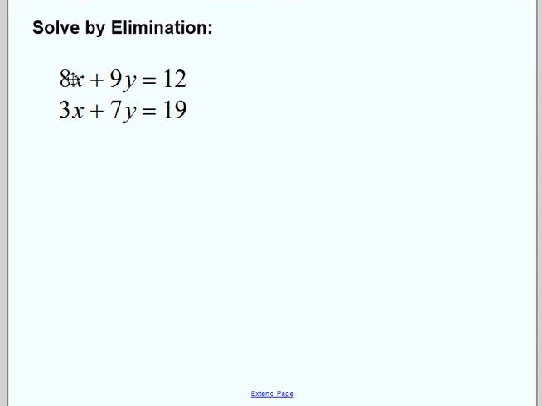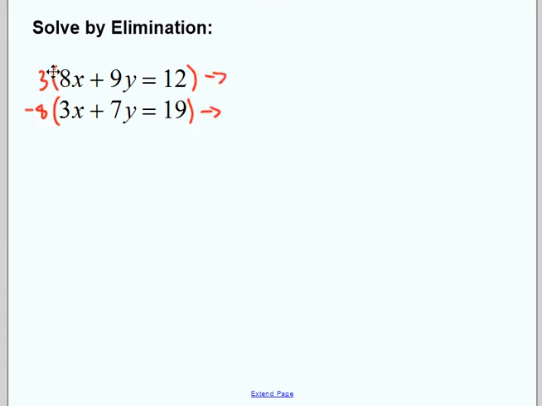So the least common multiple of 8 and 3 is 24. So what I'm going to do is I'm going to make this a positive 24 by multiplying it by 3. And then I'm going to make this a negative 24 by multiplying it by negative 8.